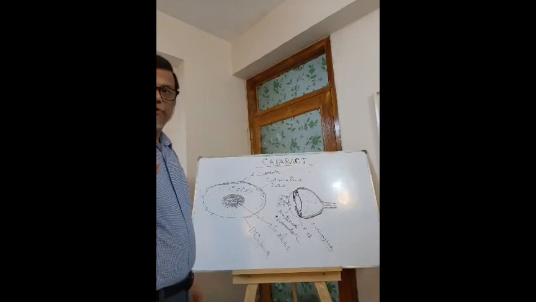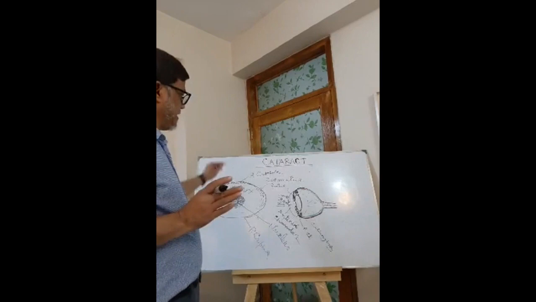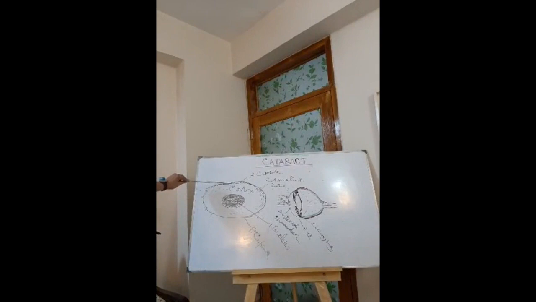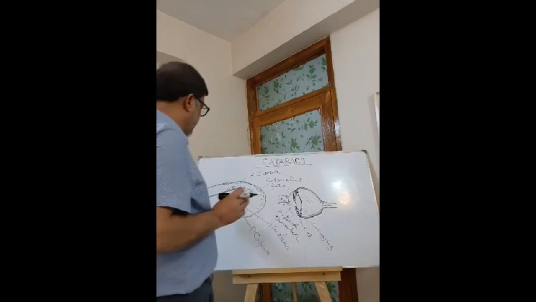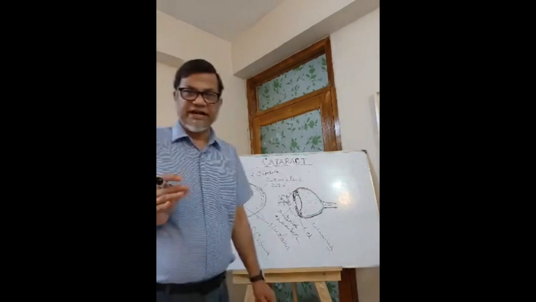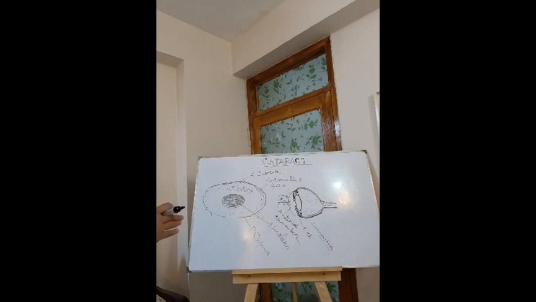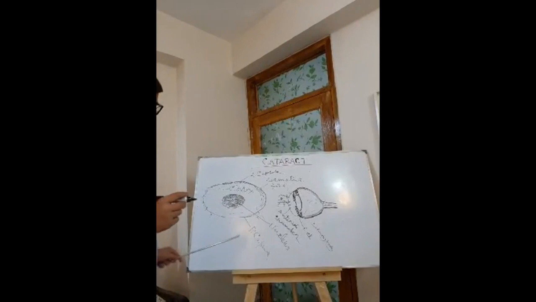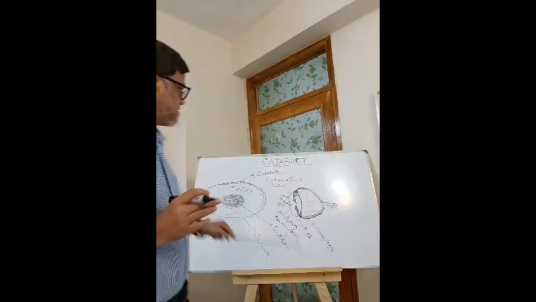The lens must be clear. In the definition, I told you that cataract is the opacification or cloudiness. If this clarity is not maintained, then it will become cloudy. So you have to know this physiology first. How is the transparency of the lens maintained? Number one, it is avascular in the adult lens. Transparency of the lens is mainly due to avascularity.